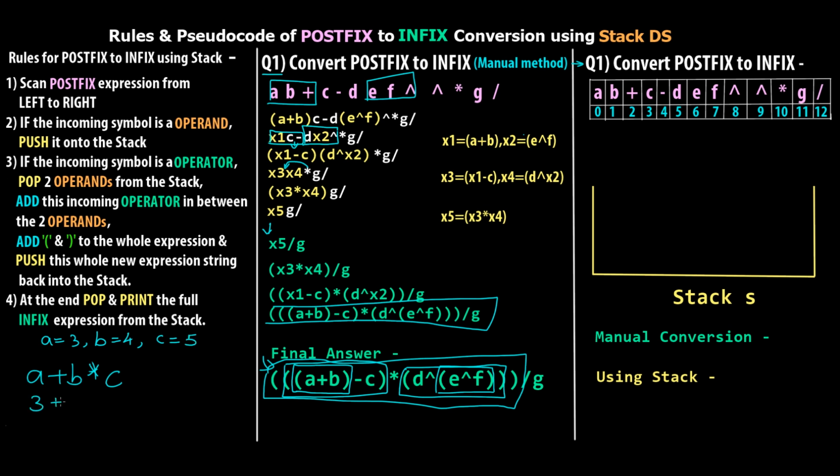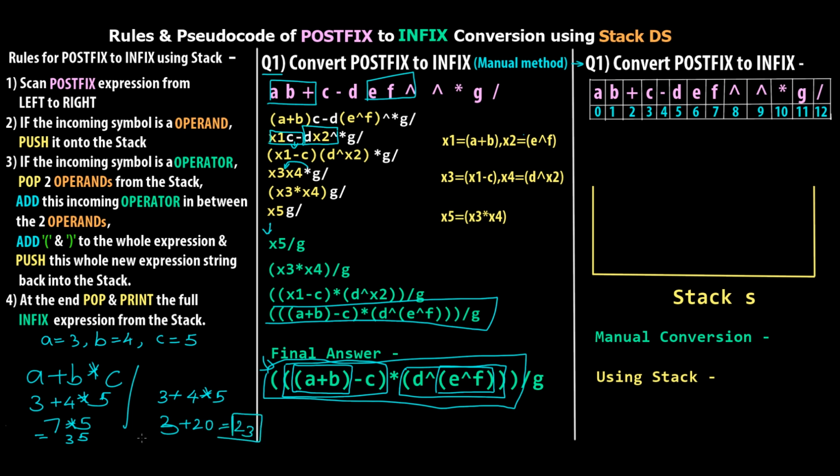So 3 plus 4 star 5. If I say 3 plus 4, it would be 7 star 5. This would be 35. However, I can also do b star c first. So again 3 plus 4 star 5. In this case 4 star 5 will give us 20. So 3 plus 20 will give us 23.